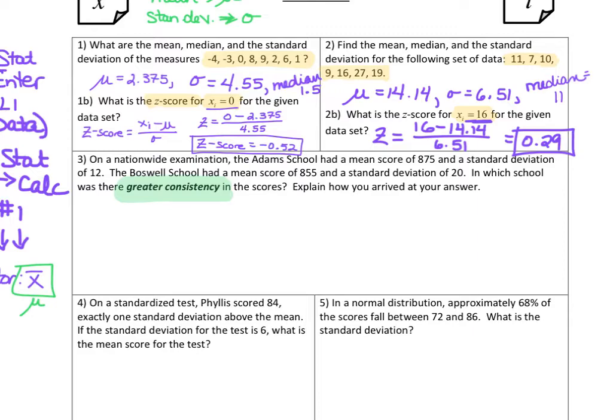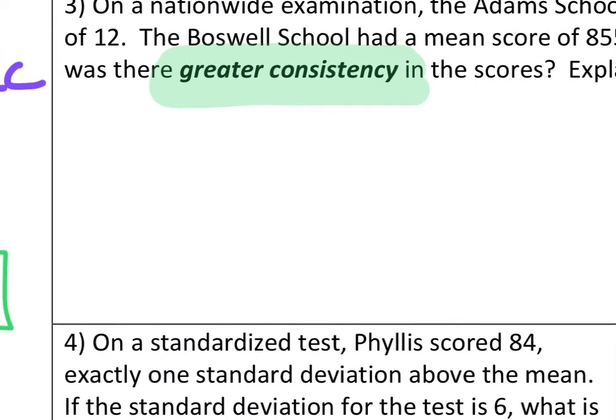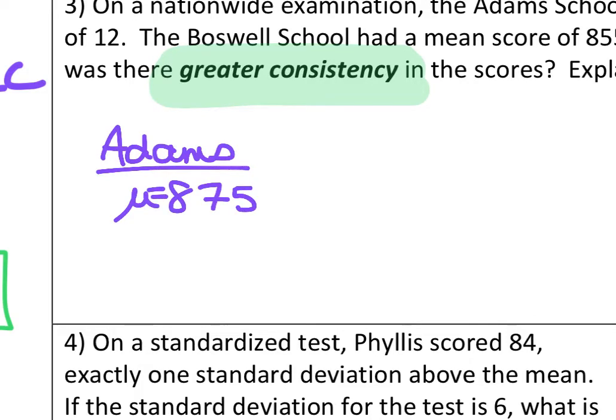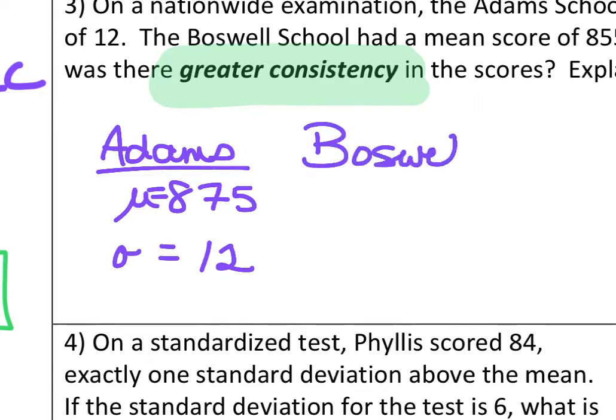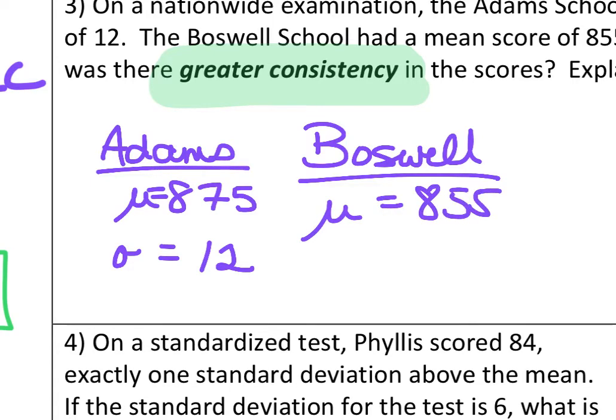And if the scores are all much closer to the average score, then you're going to have a much lower standard deviation. And so in this problem, it says here that the Adams School has a mean of 875, which really doesn't contribute to the problem much, but the standard deviation, that's the important piece of information that we need here, is 12. And for the Boswell School, they're saying that the mean is 855 and the standard deviation is 20.